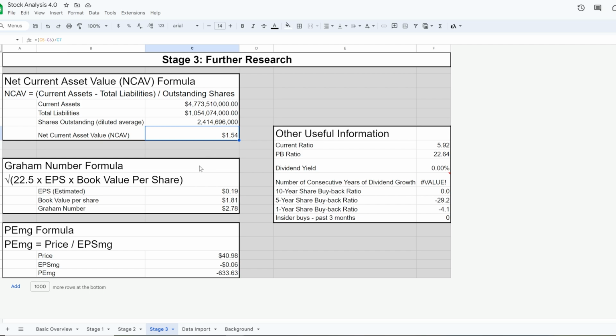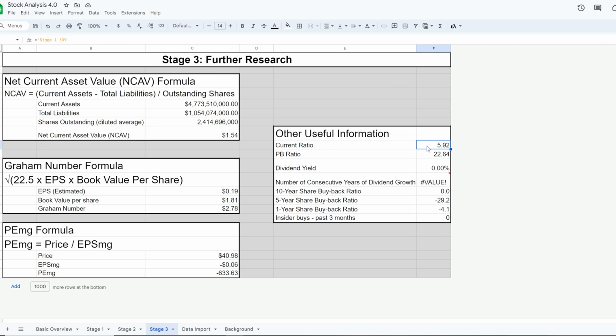Graham number formula is another way of looking at all of these Graham requirements from The Intelligent Investor. And the Graham number is 278. Again, the company's trading well above that. And then the PEMG, it doesn't like this because we have negative earnings per share. But if that were to go positive, then we still would have a really high PEMG. So that's something to keep in mind as well.